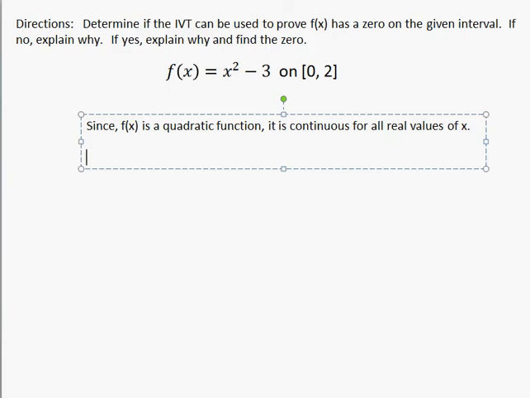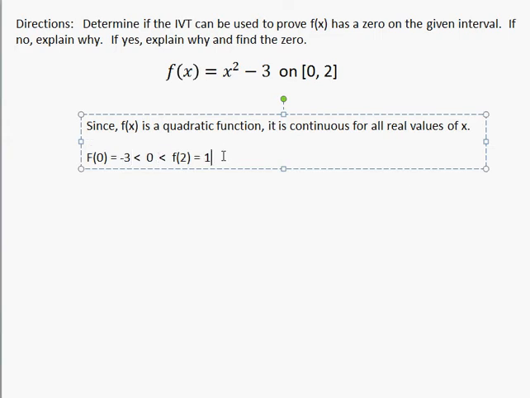Now we need to check the endpoints and make sure that the value we're interested in, which is 0, we're interested in the function equaling 0, is between the values of the function's endpoints. So we have to find f of 0 and f of 2. Well, it turns out that f of 0 is negative 3, which is less than 0, which is what we're interested in, the y value, which is less than f of 2, which equals positive 1.